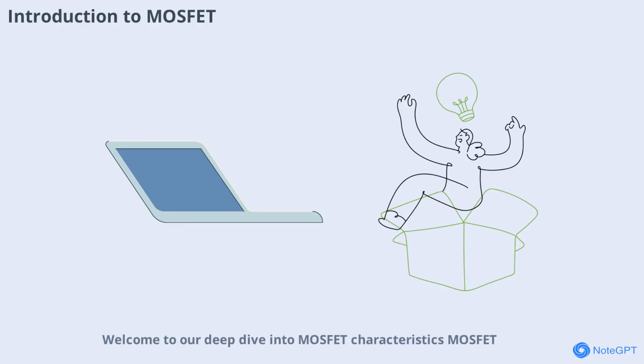Welcome to our deep dive into MOSFET characteristics. MOSFET, or metal-oxide-semiconductor field effect transistor, is a fundamental component in modern electronics. It's widely used for switching and amplifying electronic signals. In this video, we'll explore what makes MOSFETs unique, how they operate, and why understanding their characteristics is crucial for anyone working with electronic circuits.